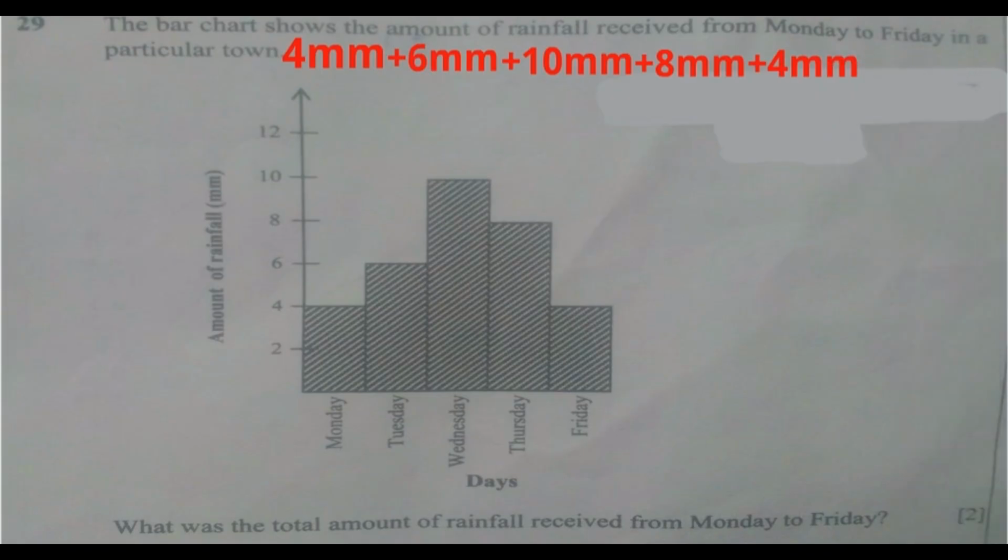So we add them together. I'm going to say 4 plus 6 plus 10. So 4 plus 6 is 10, plus 10 is 20, plus 8 is 28, plus 4 is 32. So the total amount of rainfall received from Monday to Friday was 32.